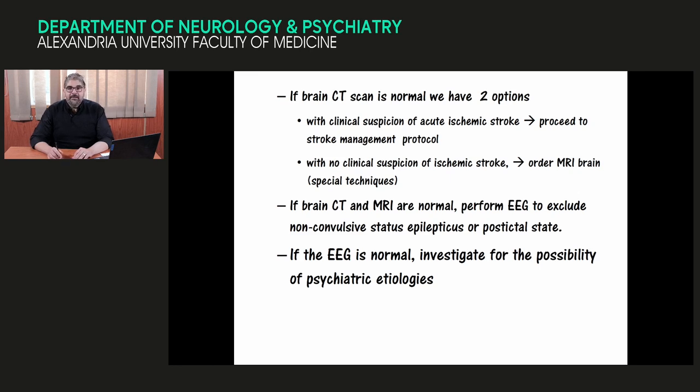If brain CT and MRI are normal, we can proceed to EEG to exclude non-convulsive status epilepticus or post-ictal state. And of course, if EEG is normal, we are exhausting all the other possibilities, as we said, and if lab is normal and all other issues are normal, we can start to think of psychiatric unresponsiveness, as we said.